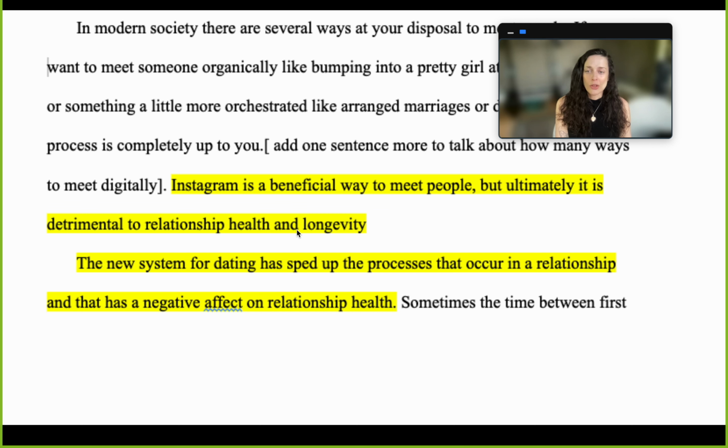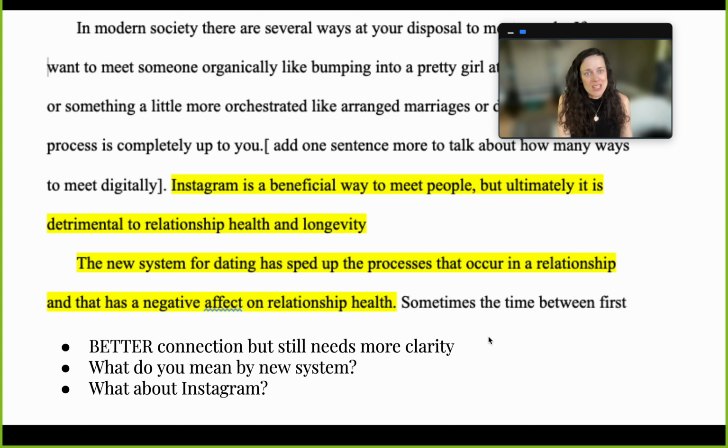It's a better connection because it talks about this negative effect, right? But it still needs more clarity. What about this new system for dating? What do you mean by that? And how does Instagram fit into that?